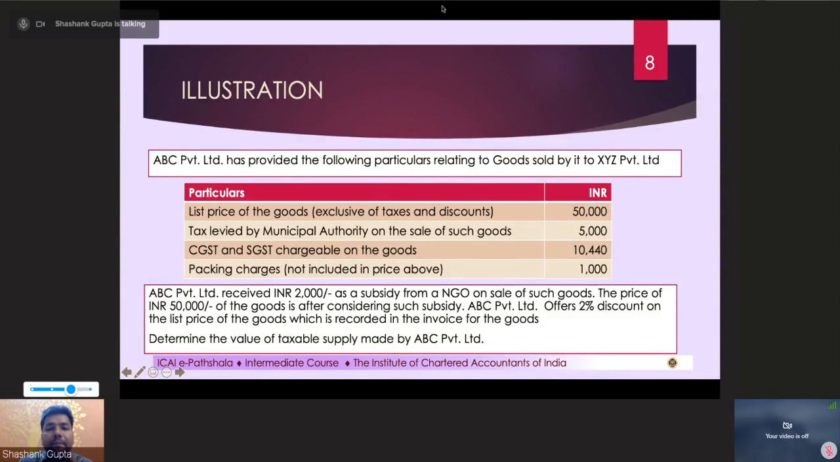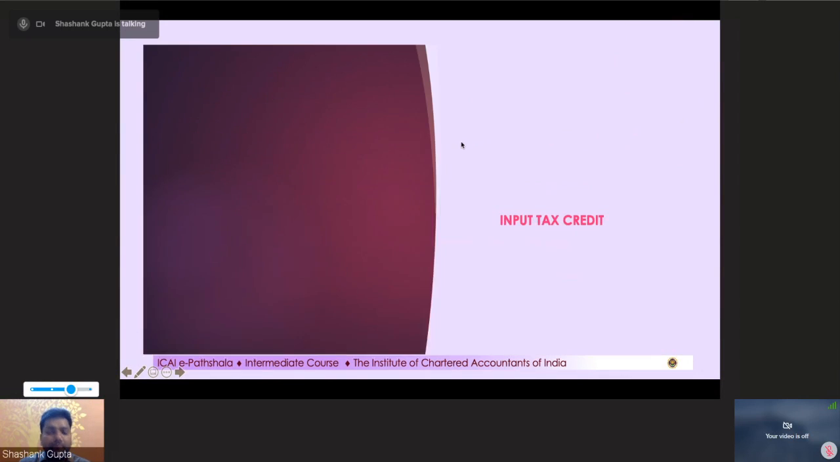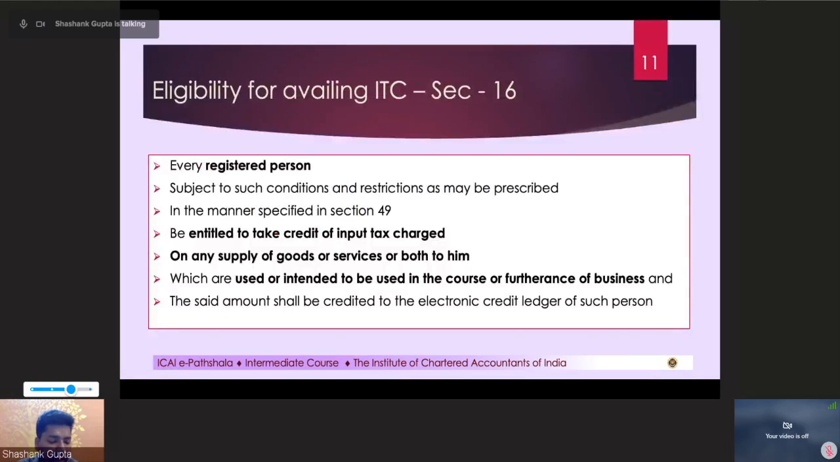So moving ahead to another important chapter, that is input tax credit.